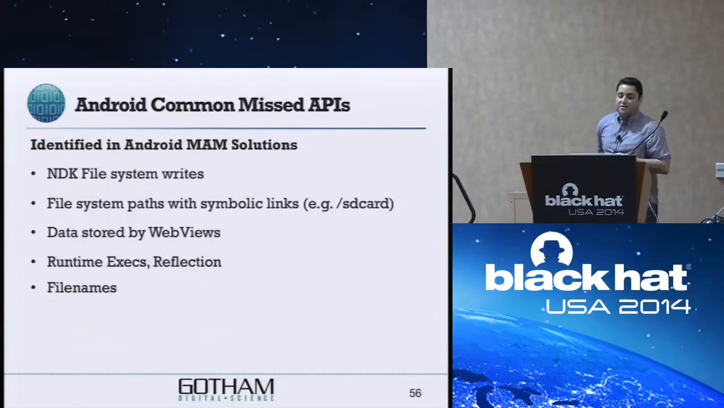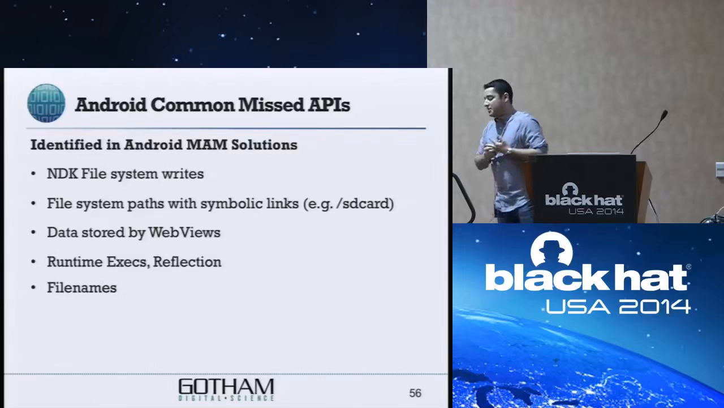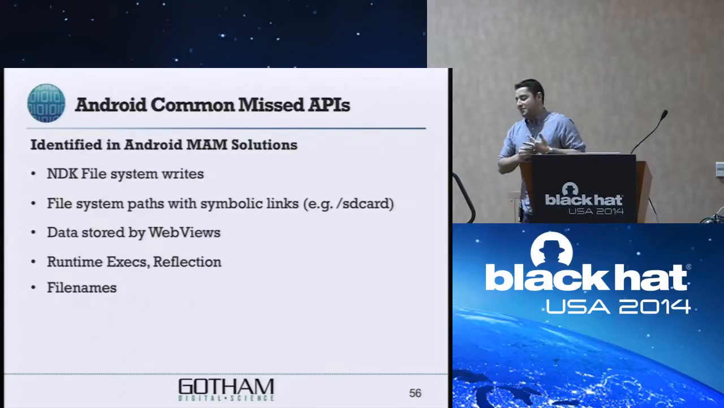How about Android? Some stuff we saw were like file system NDK was never wrapped. An interesting bug that we ran into was symbolic links. This one was pretty interesting, where they had some logic where depending on the symbolic link, it'll decide to encrypt it or not.